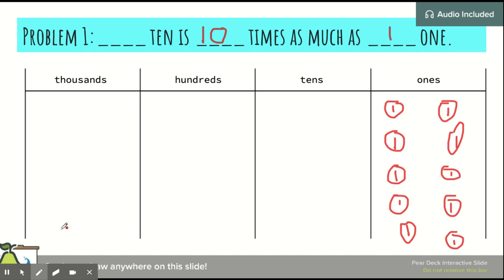you can bundle those 10s together. So now I'm going to bundle them together. And you're going to make it a 10. So how many 10s do you have? If you said 1, 10, you are correct. 1 10 is 10 times as much as 1, 1.